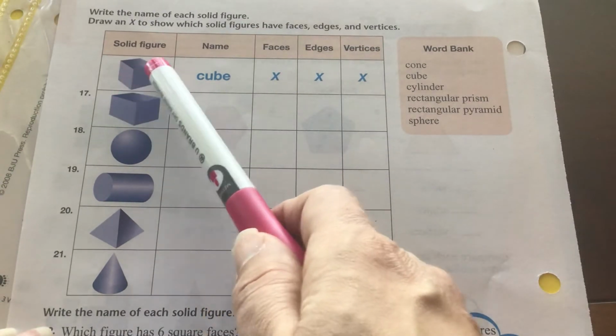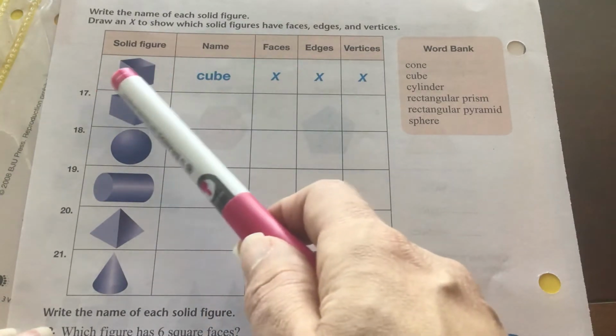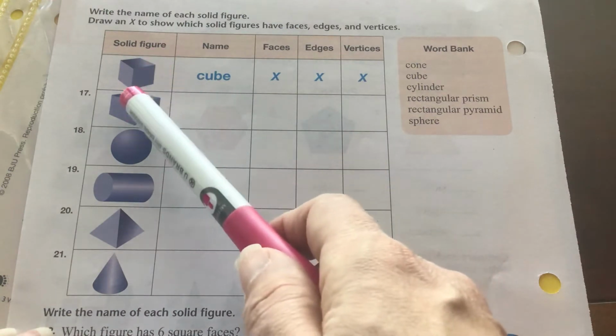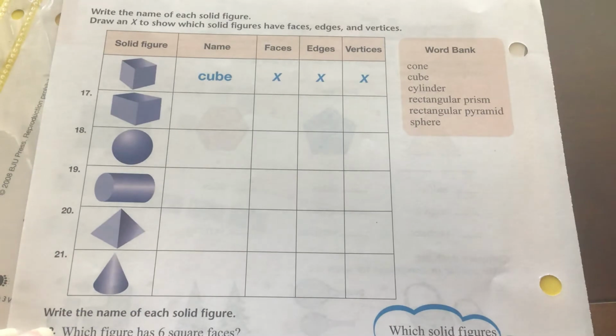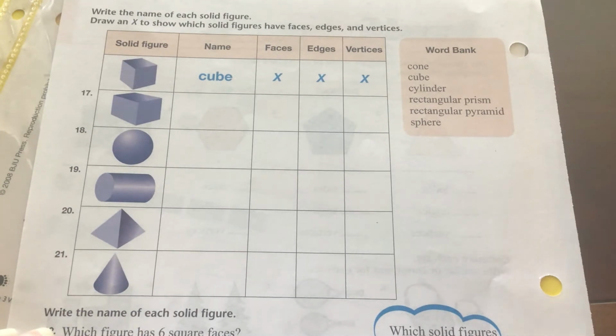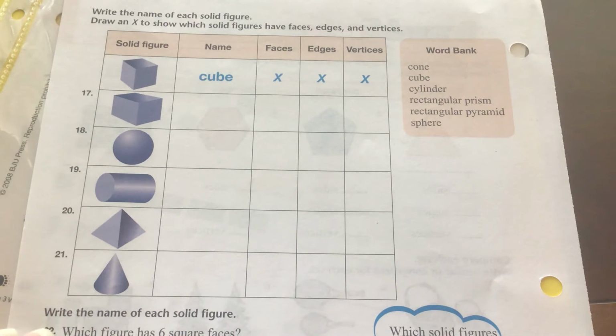It has 6 flat faces. It has edges. That's where we would draw the lines. There's straight edges. And the vertices, which are all the corners. So if it has points or corners, it has to have vertices. Okay, and remember, some of those don't have any faces, edges, or vertices. It only has curved surfaces.